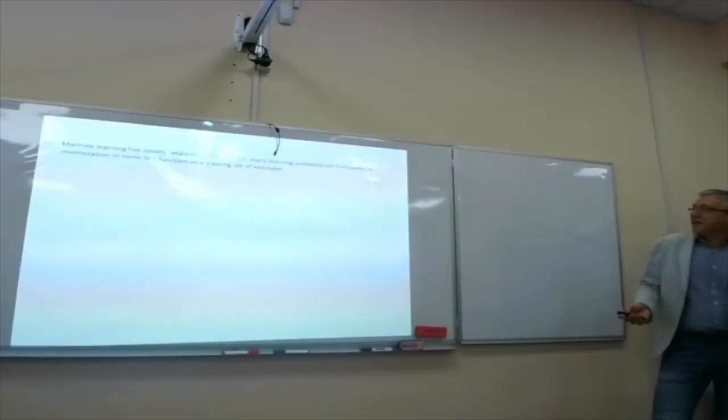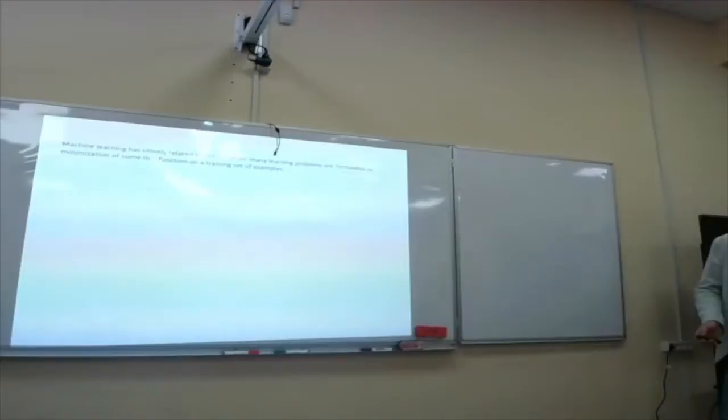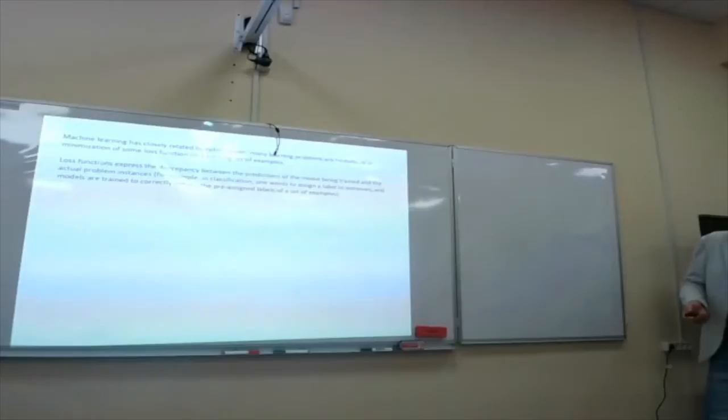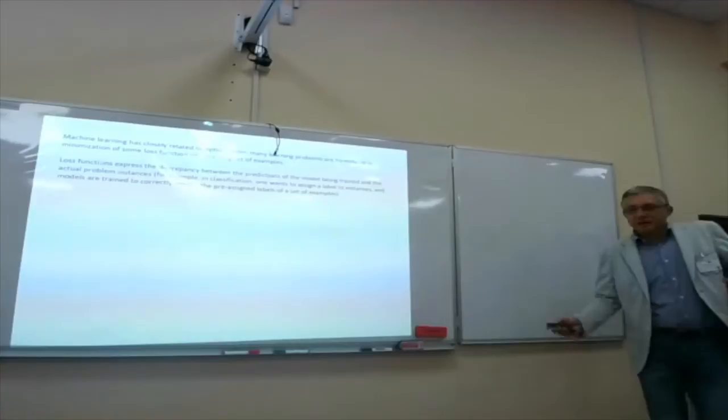Let's come to artificial intelligence. Machine learning is closely related to optimization. Many learning problems are formulated as minimization of some loss function on a training set of examples. So optimization is an important part of this process, and we will consider a diagram later. Loss functions express the discrepancy between the predictions of a model being trained and the actual problem instances. There are very many examples, but the classical one is the problem of classification, and a set of other popular examples in this area.